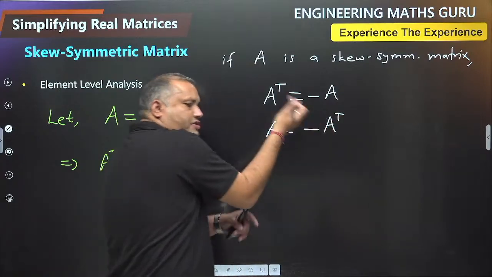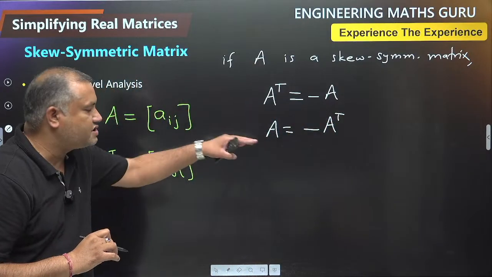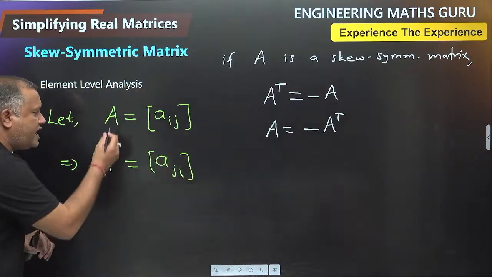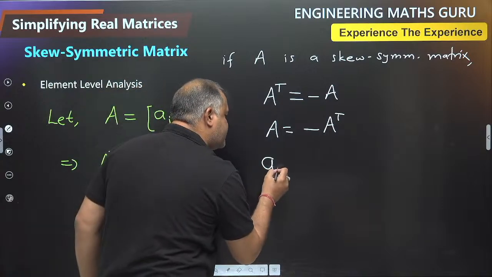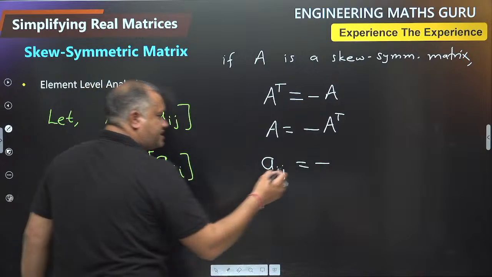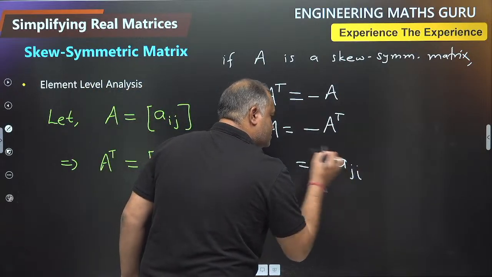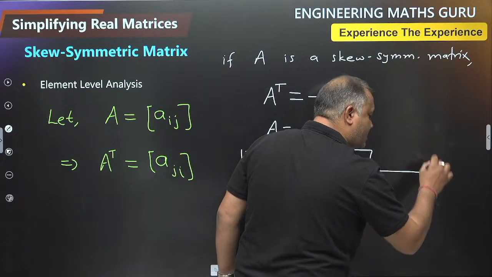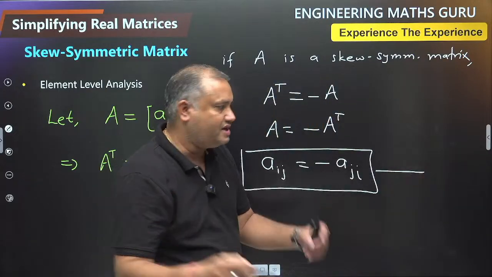Brother, we brought the minus sign to the other side. So A is equal to minus A transpose. Now what is the element level representation of A? What can we write A as? A can be written as a ij equals minus A transpose, and what is A transpose? It is a ji. So this is the general condition for any element of a skew symmetric matrix.